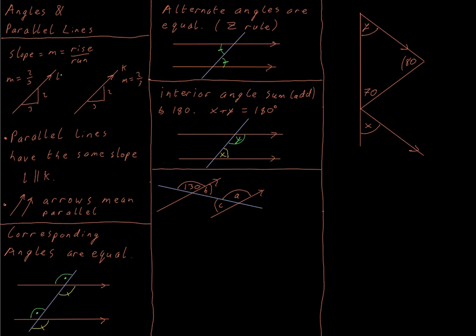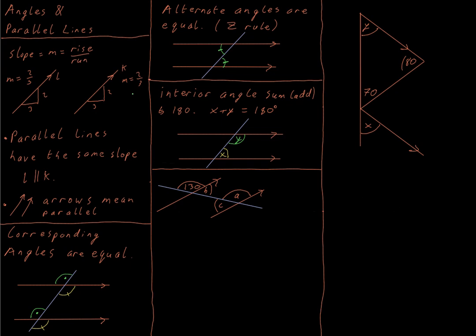So if we look at this line L and this line K, every time we run across by 3, we rise up by 2. So its slope would be 2 over 3. Rise of 2 for every 3 you run across. And K has the same slope. If we run across by 3, we rise by 2. So our rise over our run is 2 over 3. So these two lines have the same slope.